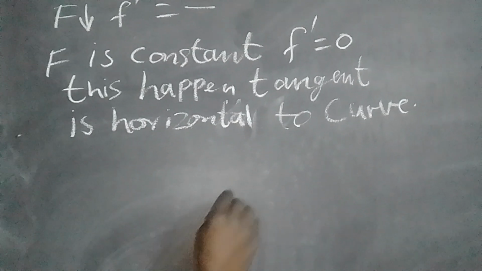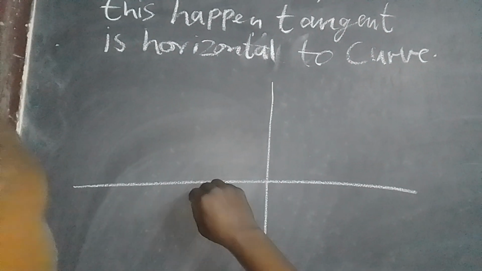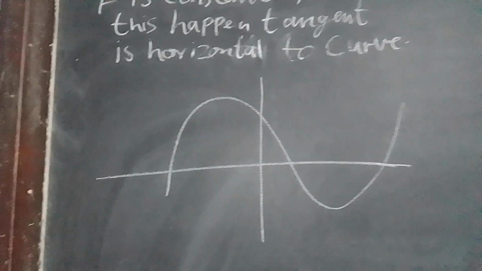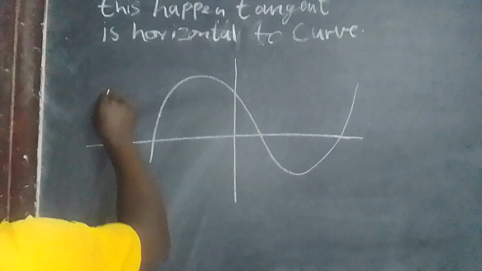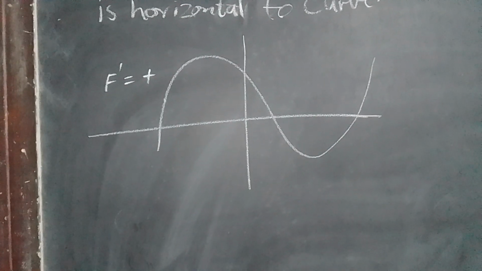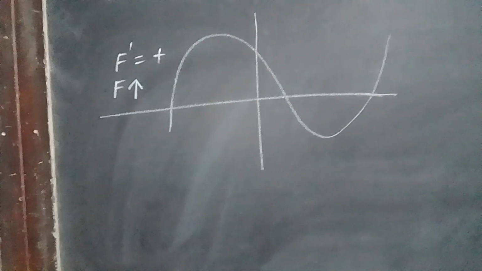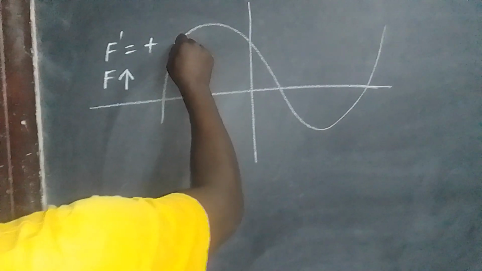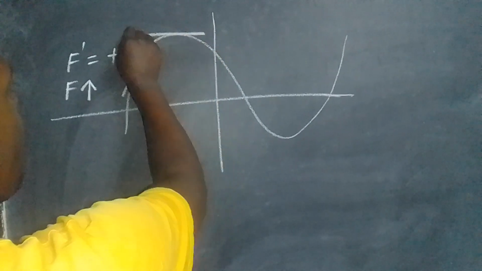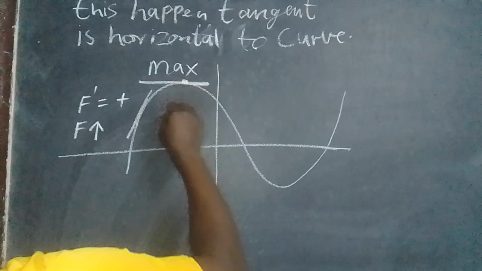For example, let's say we have a curve like that. This curve, the first derivative is positive. So the function increases at this point. Here at this point, we have a local maximum.